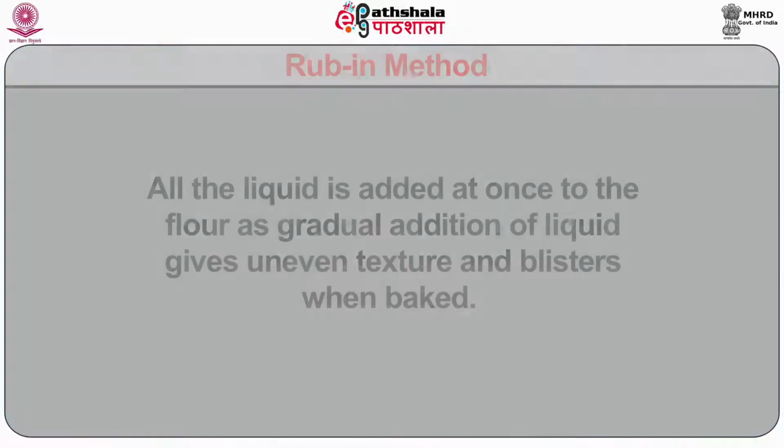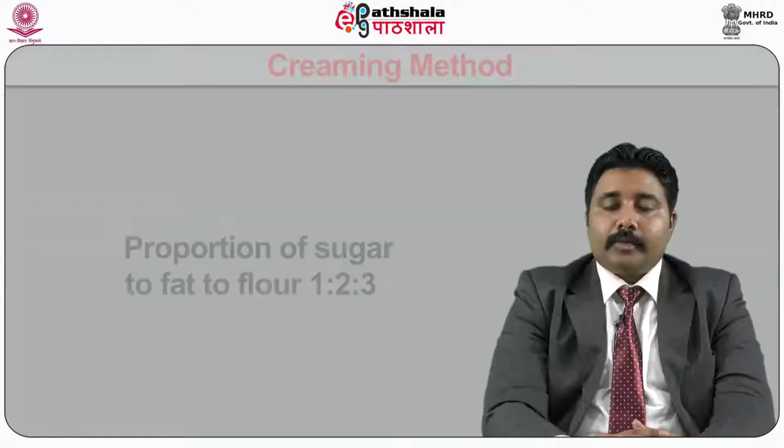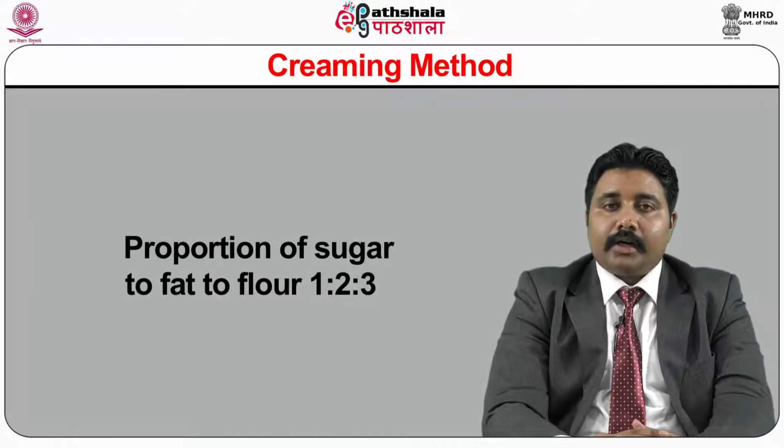Salt and sugar is dissolved in a little chilled water and is then added to the flour. The mixture is kneaded lightly with the fingertips to form a smooth plastic paste. All the liquid is added at once to the flour, as gradual addition of liquid gives uneven texture and blisters when baked.